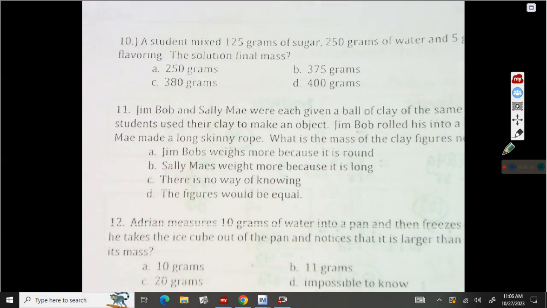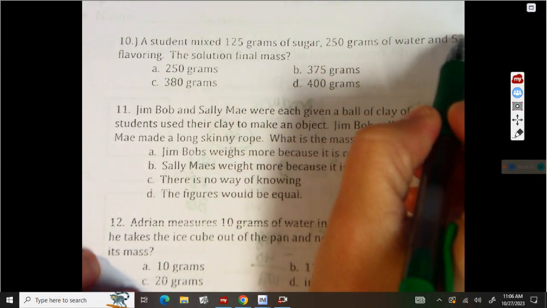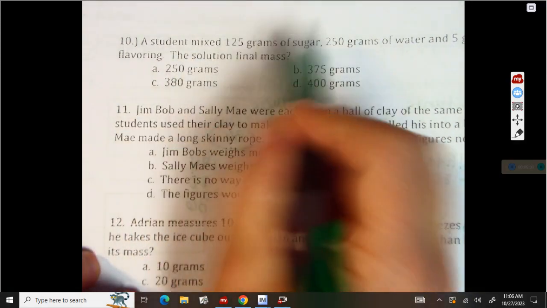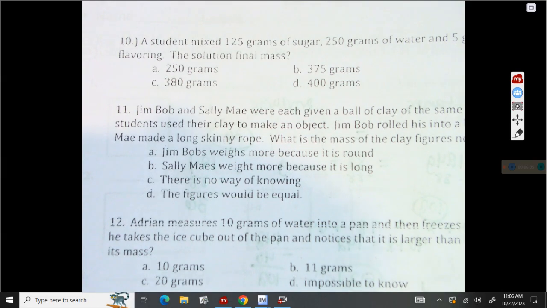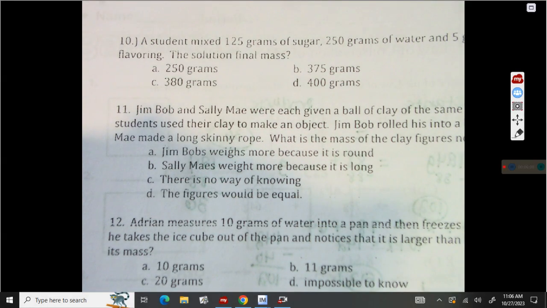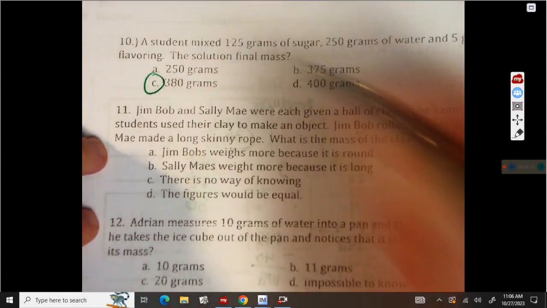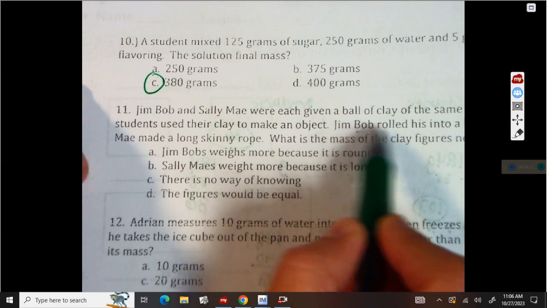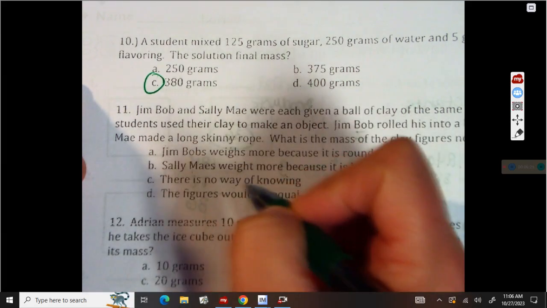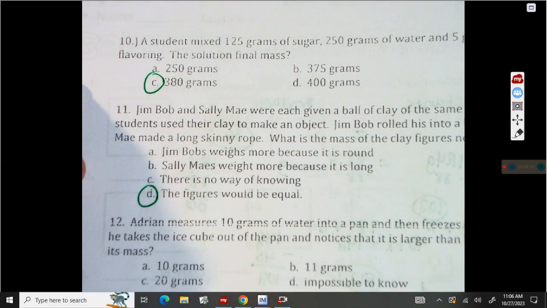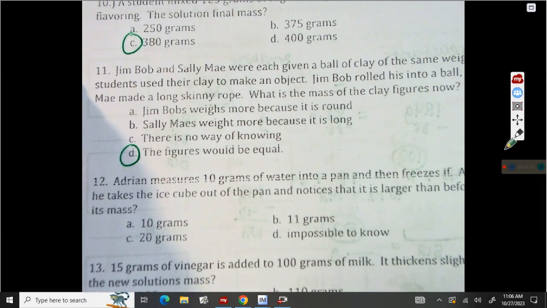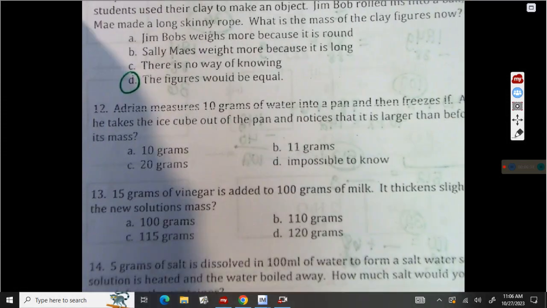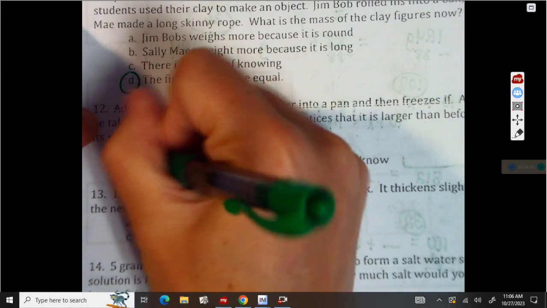Okay, at the top it says a student mixed 125 grams of sugar, 250 grams of water, and 5 grams of flavoring. What is the final mass? The final mass is 125 plus 250 plus 5, which is 380. Jim Bob and Sally Mae were each given a ball of clay the same weight. I already see they're the same mass, so no matter how you roll it, they're going to be the same mass. Figures would be equal. Adrian has 10 grams of water in a pan and then he freezes it. The ice cubes are larger than the actual water, but 10 grams of water is 10 grams of water.